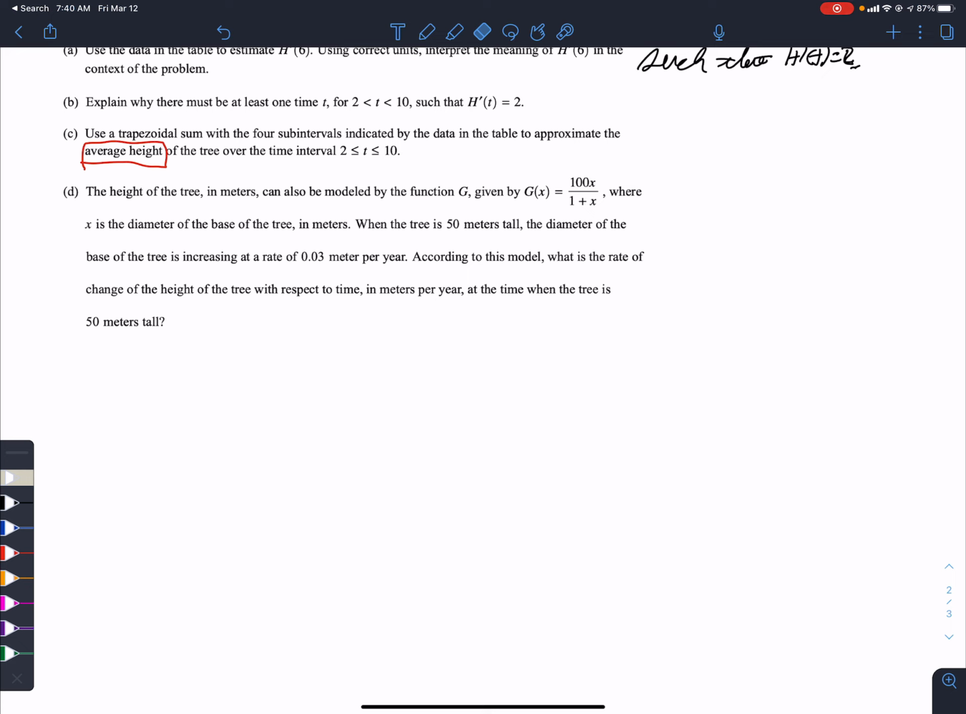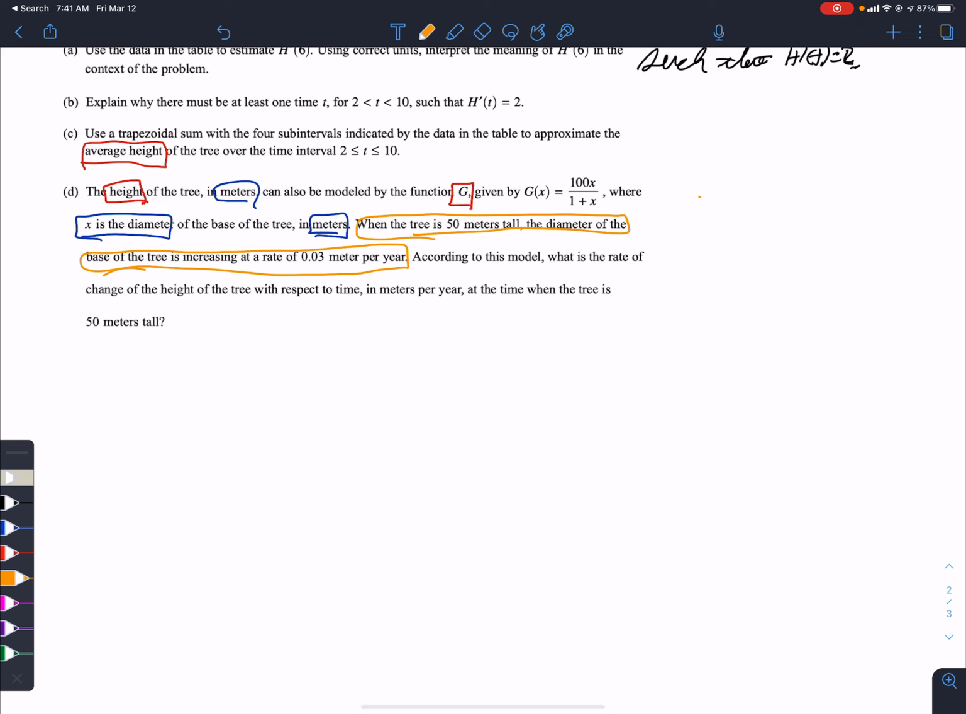For part D, I'm going to show you 2 different ways to approach this, but let's break down the question first. So the height of the tree is G. G is the height. Important to know that. And X is the diameter of the tree. And you can note the meters if you want. They're both in meters. Now let's take this statement. When the tree is 50 meters tall, the diameter of the tree is increasing at the rate of 0.03 meters per year. So that statement, the diameter is X, the rate of change of X with respect to time, when the height of the tree is 50, when G is 50, is 0.03 meters per year. So that's a rate of X.